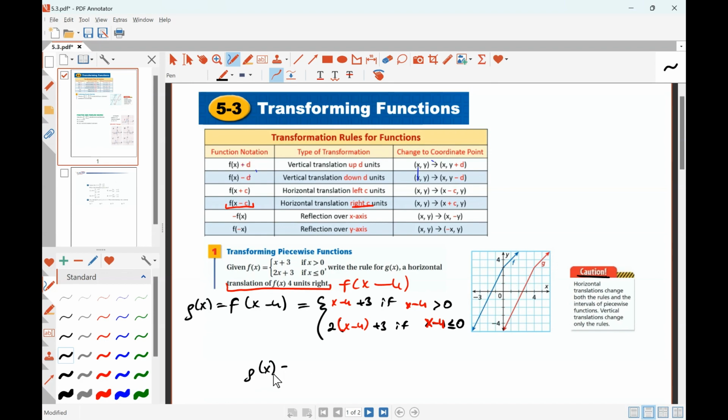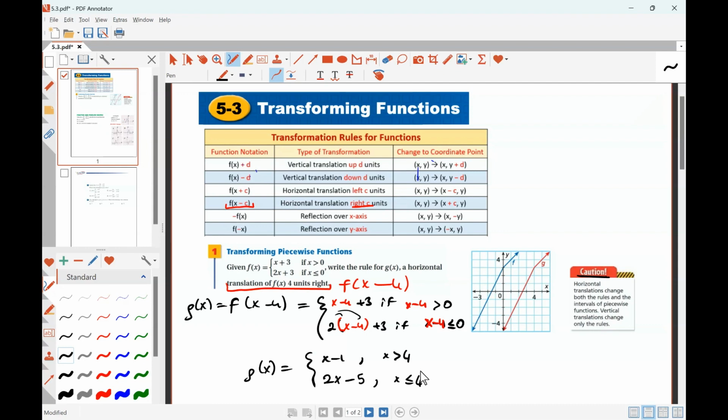So our g of x after simplification becomes x minus 4 plus 3, which is x minus 1, if, or you can use a comma, bring negative 4 to the other side, x is greater than 4. The second case, distribute 2 to the bracket: 2 times x is 2x, 2 times negative 4 is negative 8, plus 3 is negative 5, if, or comma, bring negative 4 over, x is less than or equal to 4. So that's going to be our new function.